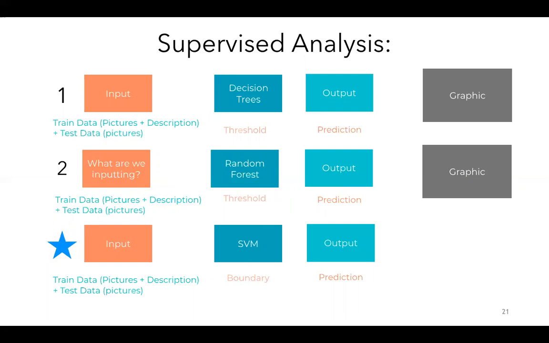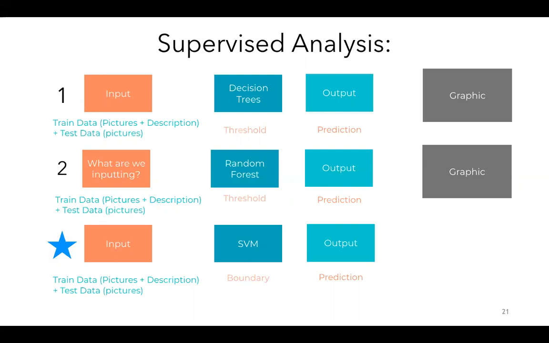So what happens in a decision tree? Decision trees are also supervised machine learning methods. Based on a threshold, it predicts the outcome. And what happens in random forest? Random forest is a lot of decision trees. So it is again based on a threshold, and it does prediction, which gives the output.